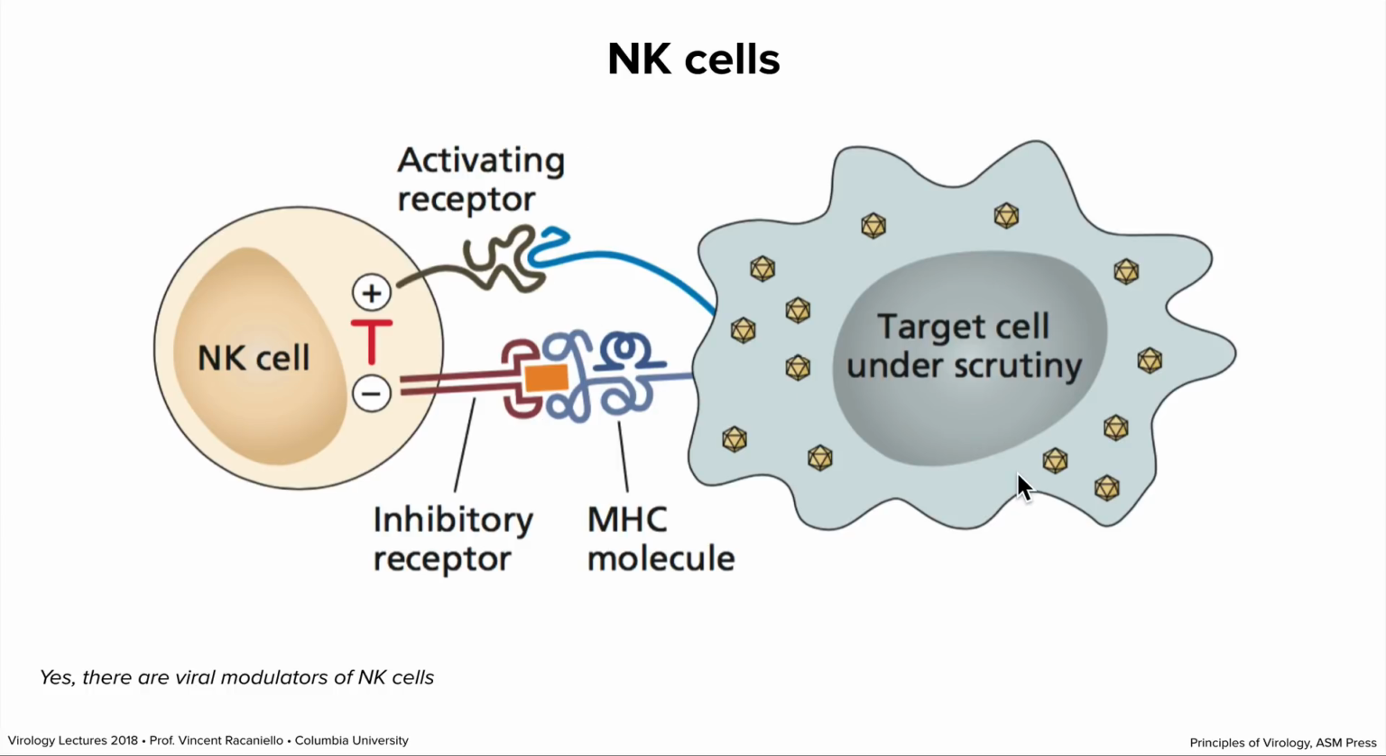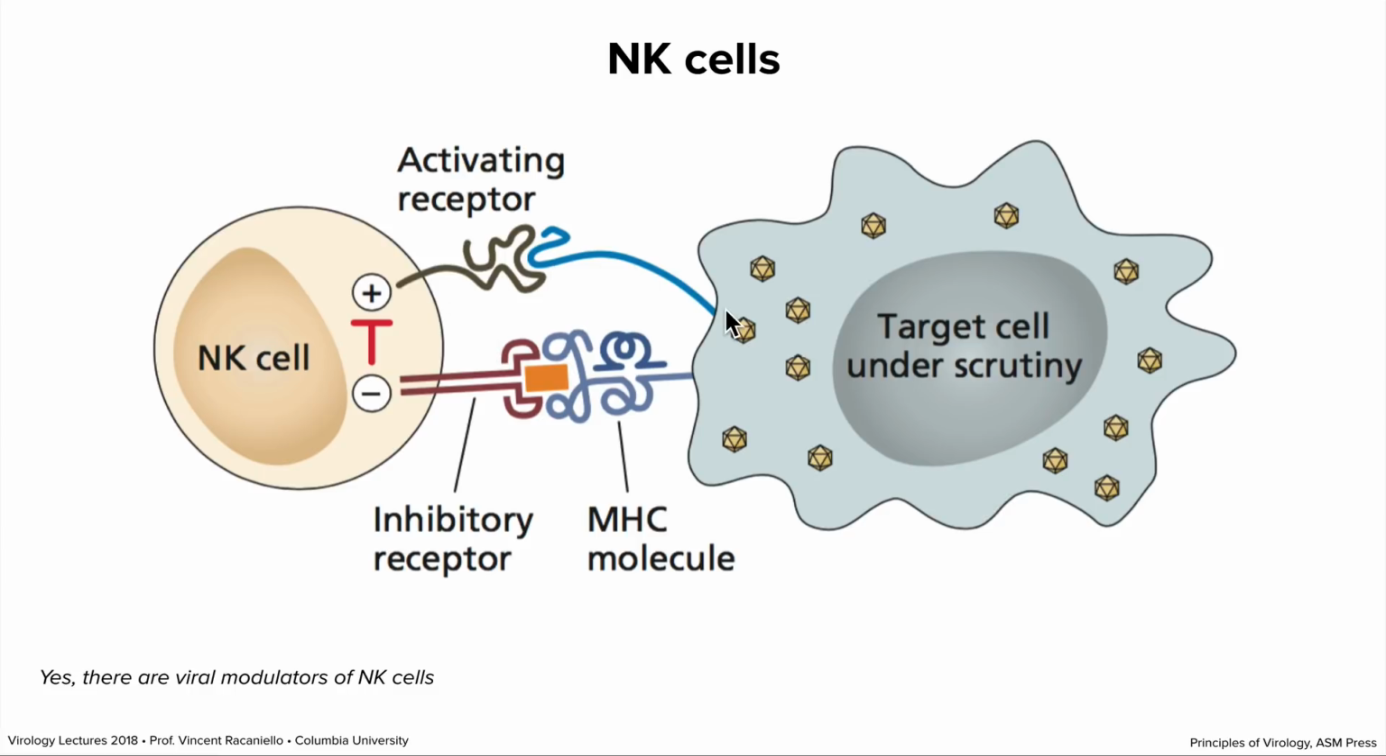Another component of the sentinels is the NK cell. And this is a type of cell that recognizes absence of self. So here we have an NK cell on the left, which is scrutinizing a cell which may or may not be infected. And the NK cell interacts with cells via two kinds of receptors. First, there is a receptor on the NK cell that interacts with MHC molecules. And here the MHC has a peptide in it.